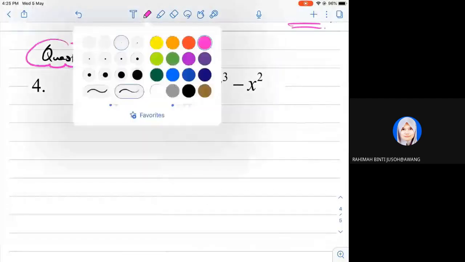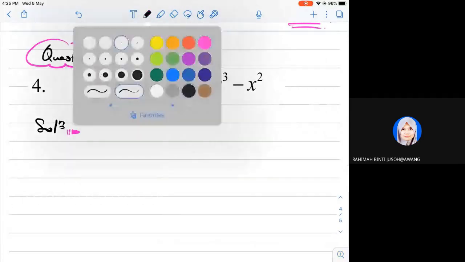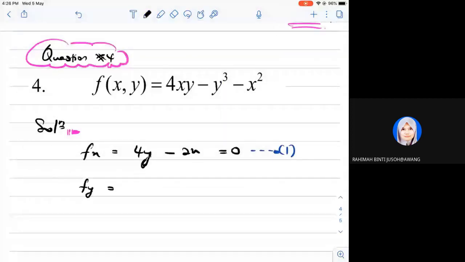Okay, so now solution. First step, of course, you need to find the critical point. So cari fx, differentiate fx, we get 4y minus 2x, differentiate terhadap x. So equate this with 0. This is the first equation. And then cari fy, dapat 4x minus 3y squared equals to 0. This is the second equation.